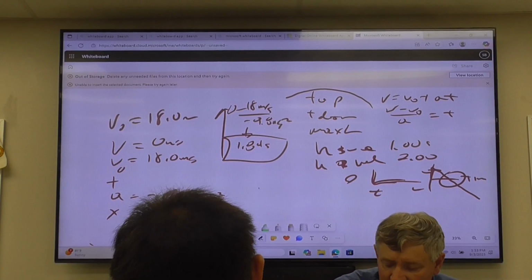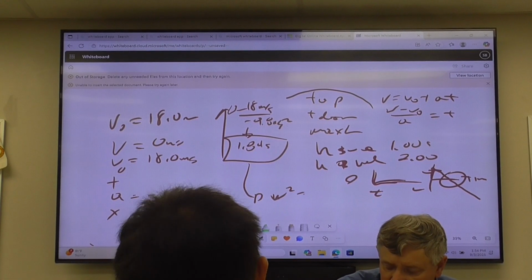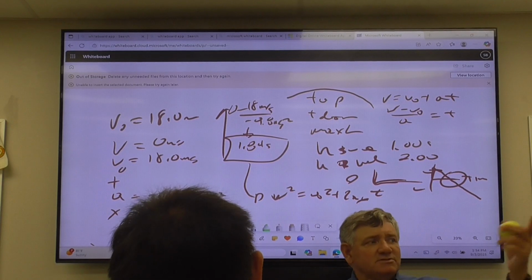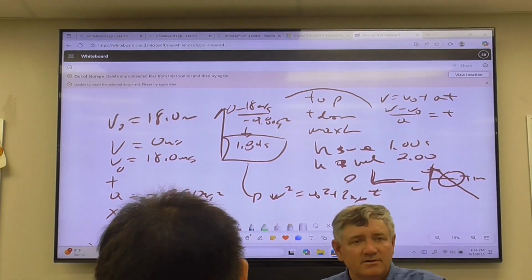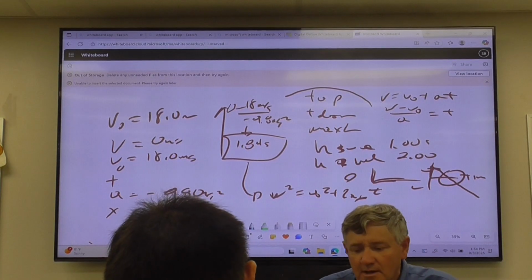To get the max height, I've got to run through this real quick. You're just going to use V squared equals V naught squared plus 2AX. You know your initial velocity, you know your final velocity, you know your acceleration, find X. Okay? You're just going from 0 to 18, there you go.